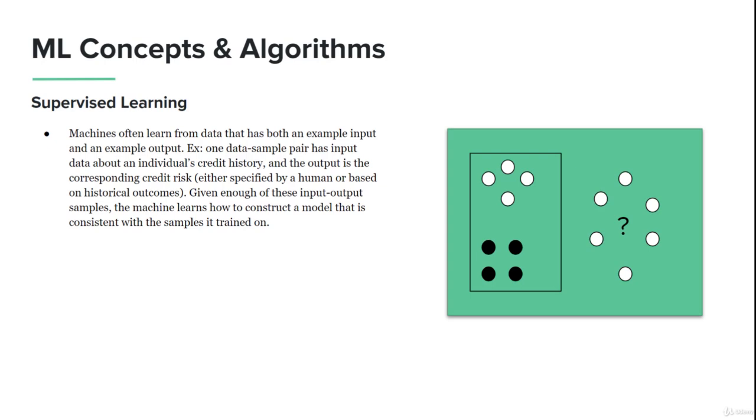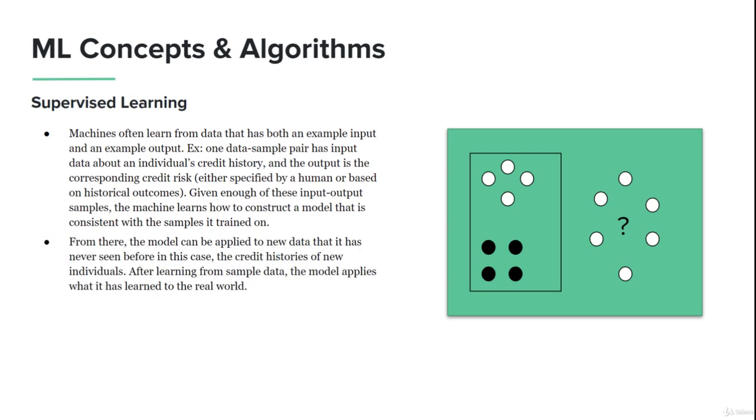And then given enough of these input and output samples, the machine learns how to construct a model that is consistent with the samples it trained on. So this is extremely powerful here. And this is what supervised learning is really about. This is probably one of the best types of learning methods because you are able to be on top of it, right? It's supervised. It's making sure that you have a certain set of criteria, data points, and it's able to learn on its own through that particular setup.